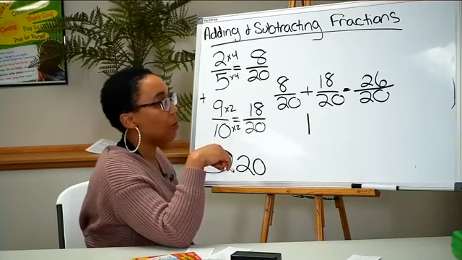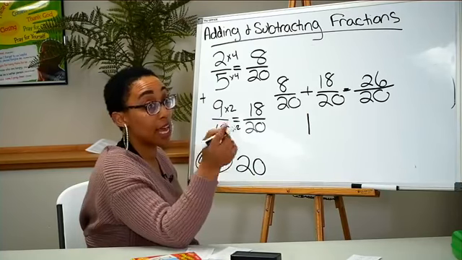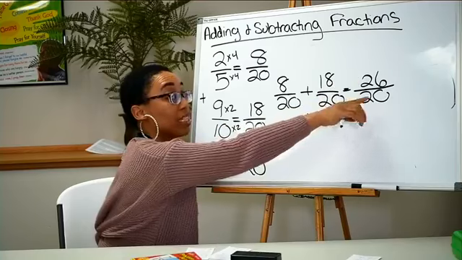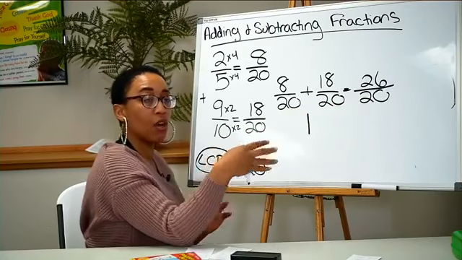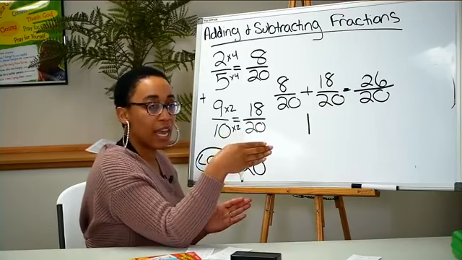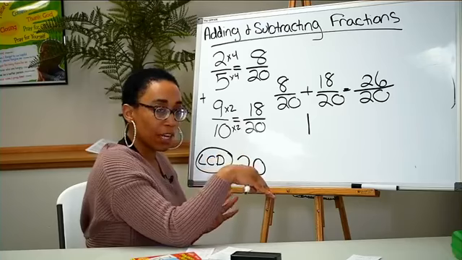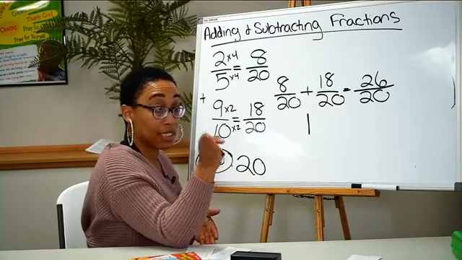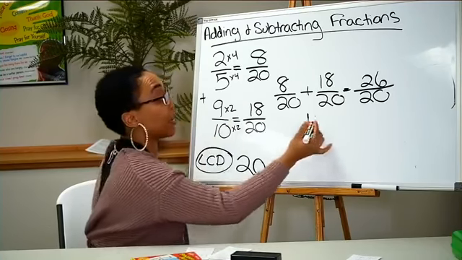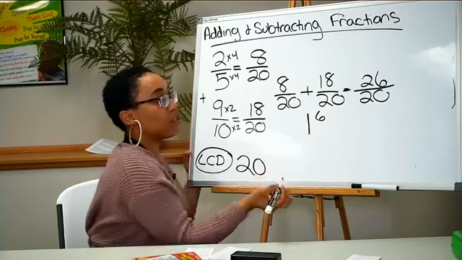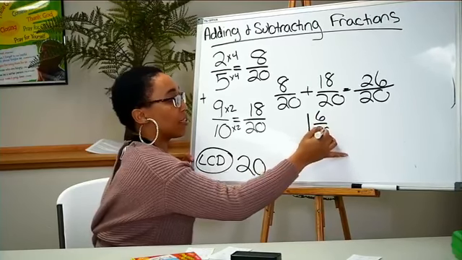once. How many is left over? 6. How do we know that? 26 minus 20 is 6, because 20 only goes into 26 one time. So then there's 6 left over from the 26. Hopefully that makes sense. Okay? So the remainder becomes a numerator, then the denominator stays the same.